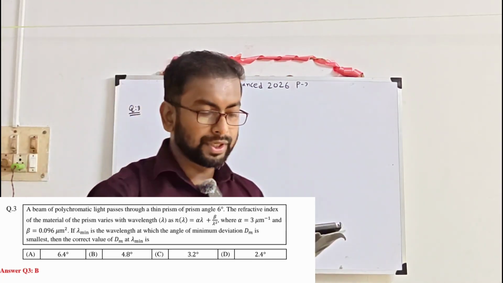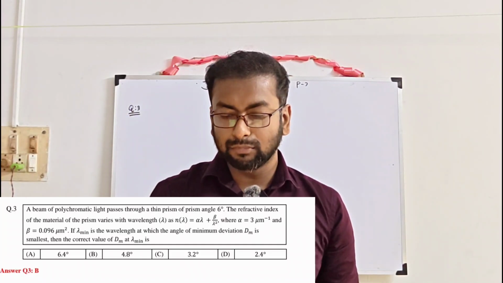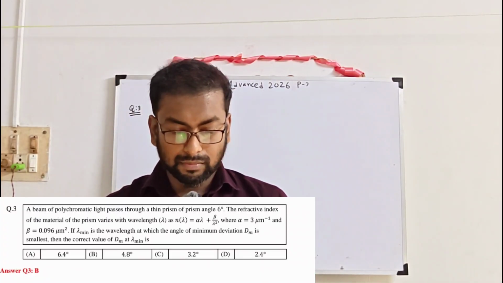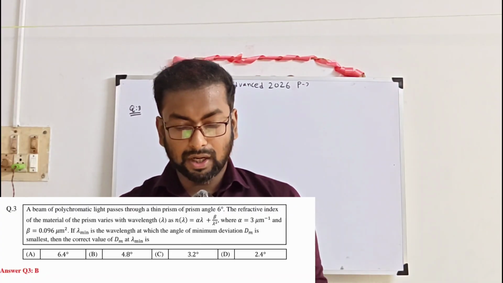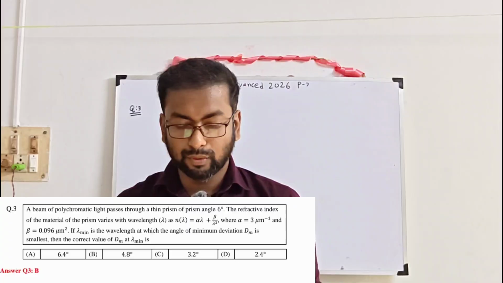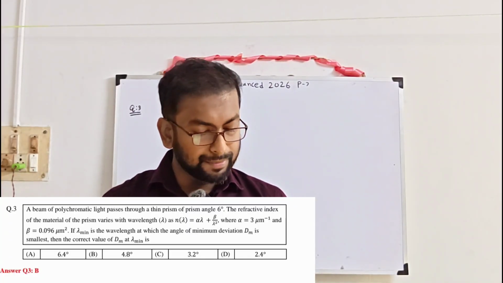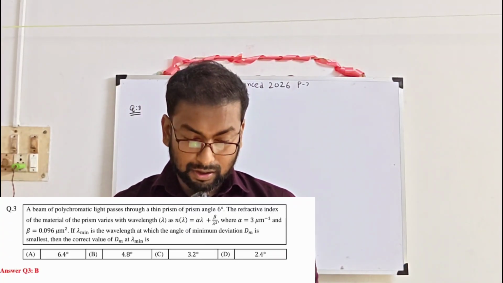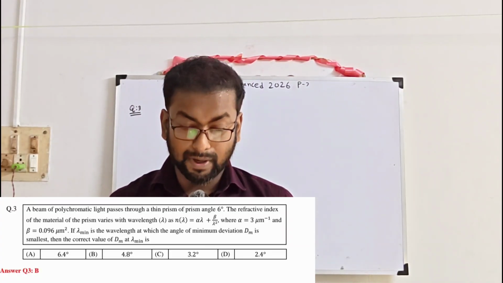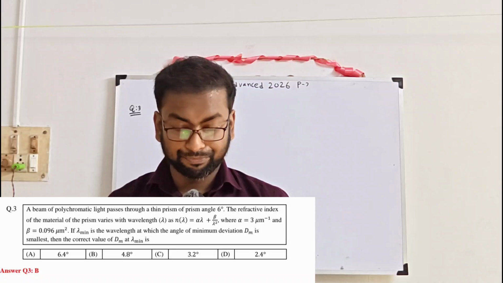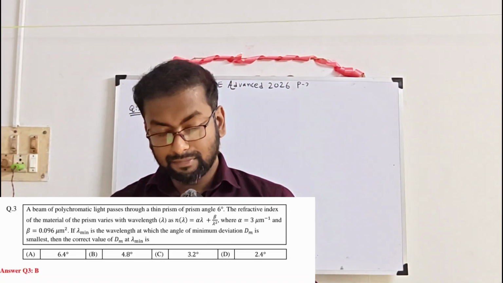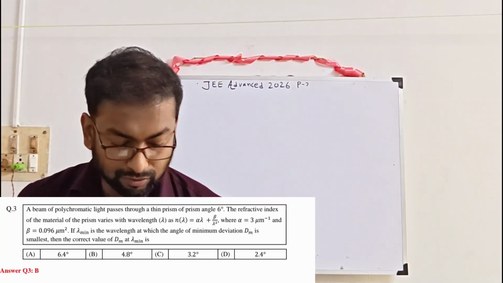A beam of polychromatic light passes through a thin prism of prism angle 6 degree. The refractive index of the material of the prism varies with wavelength lambda as n as a function of lambda is given as alpha lambda plus beta by lambda square, where the value of alpha is given, beta is also given. Lambda mean is the wavelength at which the angle of minimum deviation is smallest. Minimum deviation is also smallest, so you have to remember. Then the correct value of dm, or the minimum deviation at lambda mean, that you have to find out.